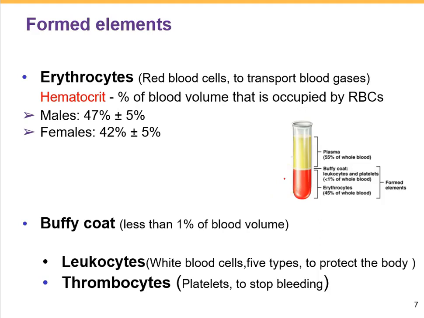Let's talk about the formed elements. After centrifugation of the blood, we separated the blood into these three parts, in which the bottom part and the middle part are composed of the erythrocytes and buffy coat, which are called formed elements. The erythrocytes or red blood cells are responsible for transporting oxygen and carbon dioxide throughout the body.